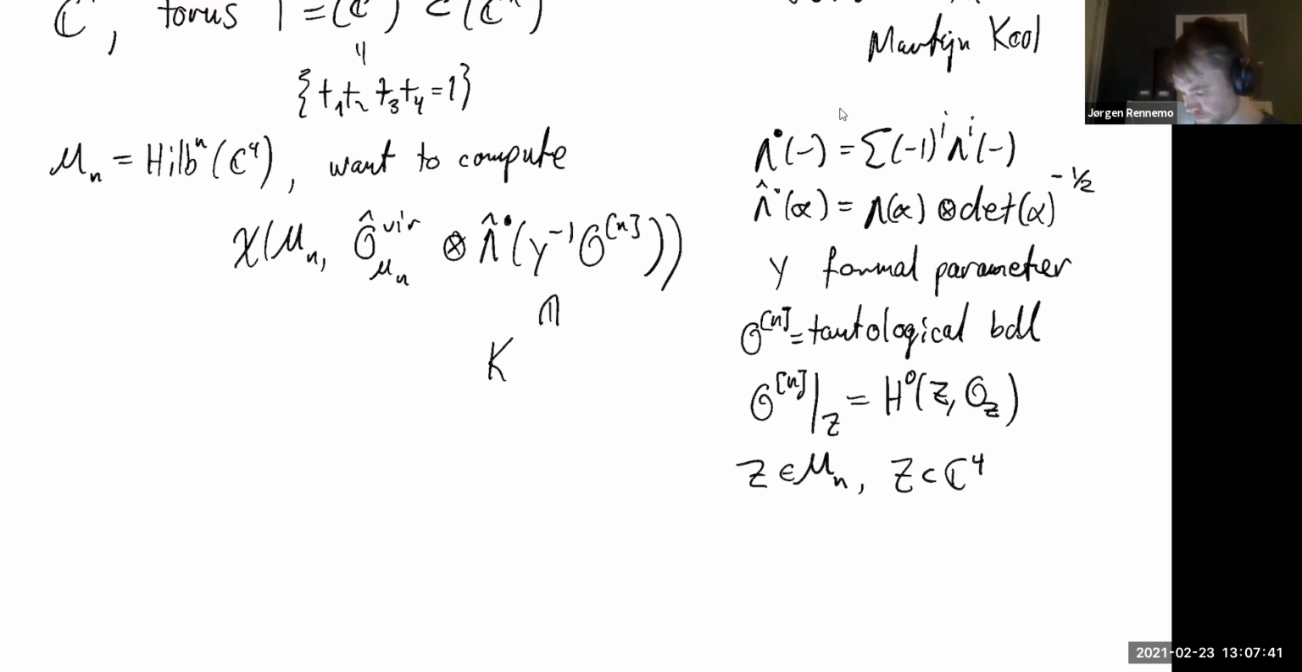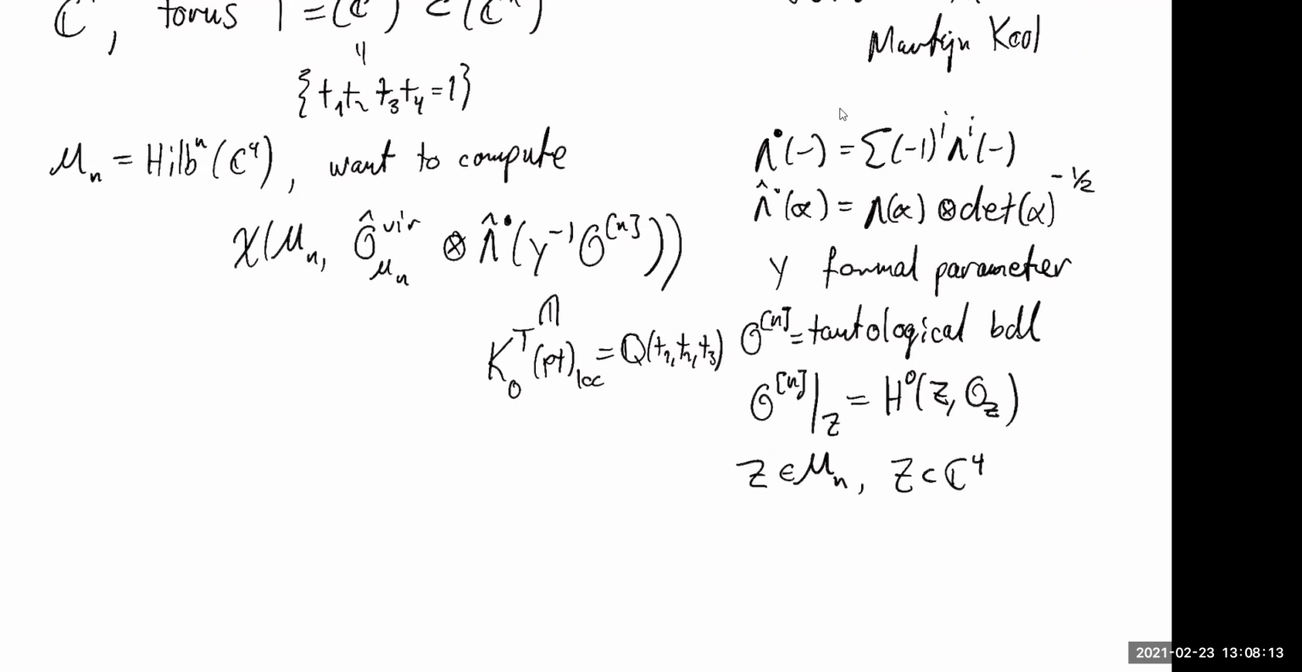Right. Okay, and this is defined by localization. So what does that mean? It's going to be the thing we're computing. Formally, it's an element in the localization of the T-equivariant K-theory of a point, which means it's a rational function in the coordinates t1, t2, t3.